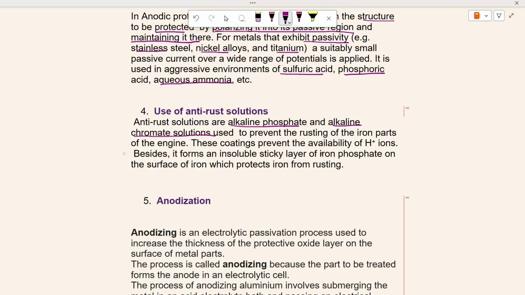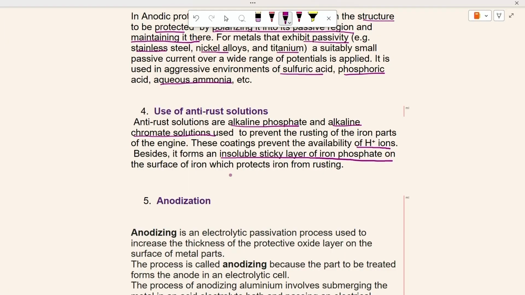These coatings prevent the availability of H plus ions, so that corrosion cannot take place. Besides, it forms an insoluble sticky layer of iron phosphate on the surface of iron. It is a sticky layer, it will not peel off like rust. So two cases are there: it prevents the availability of H plus ions, and second, it acts as a sticky layer over the iron object and prevents the iron from rusting. It gives a protective coating. That is the use of anti-rust solution.